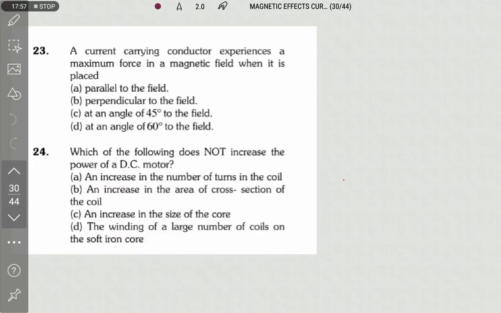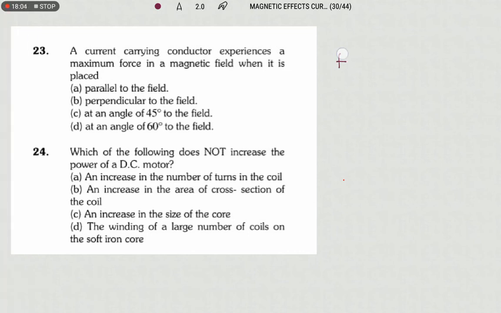Right. A current carrying conductor experiences a maximum force in a magnetic field when it is placed. The force acting on the current carrying conductor in a magnetic field depends on the orientation of the conductor in the magnetic field. We discussed this condition already: if theta is 90 degrees, then only the force experienced by the conductor becomes maximum. F maximum, sin 90 value is 1, therefore the maximum force acting on it is ILB.